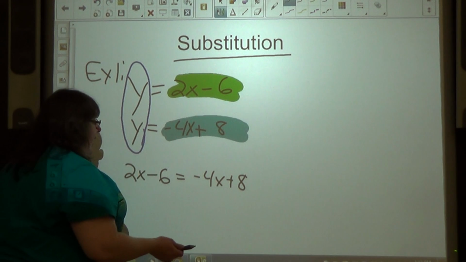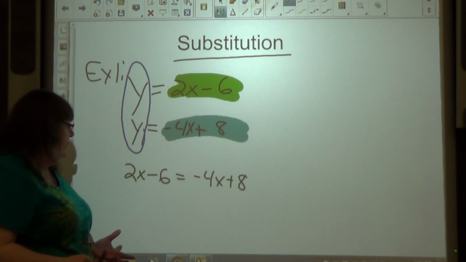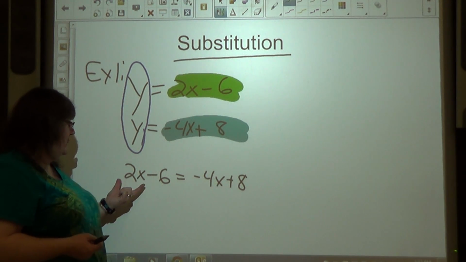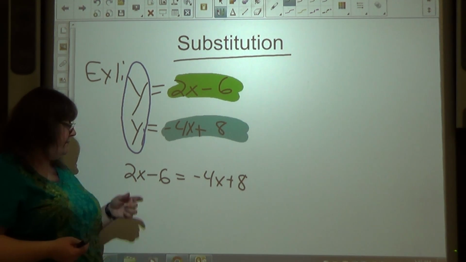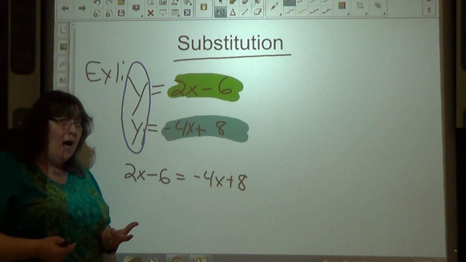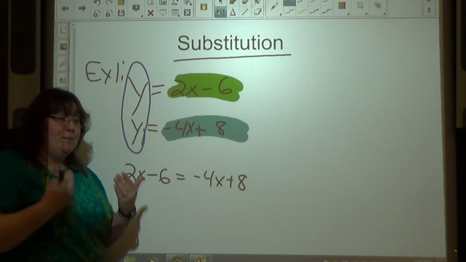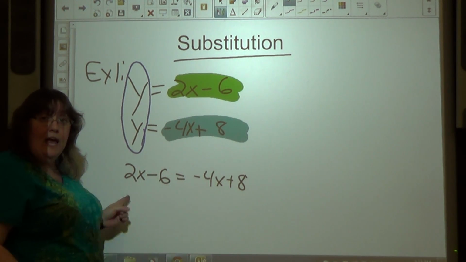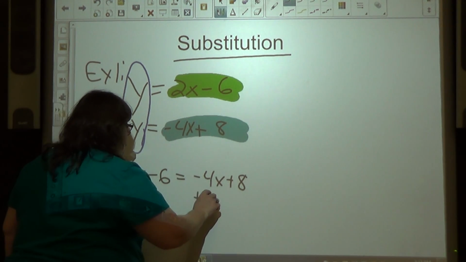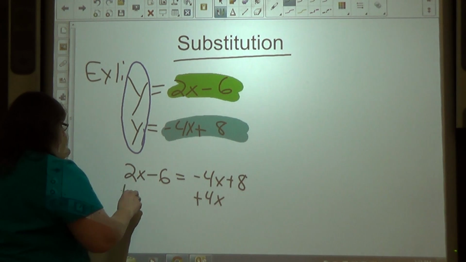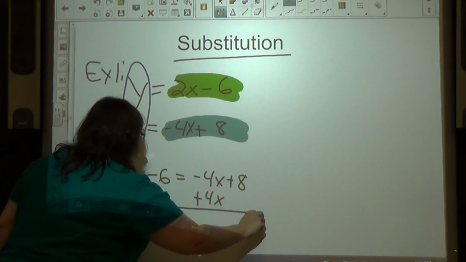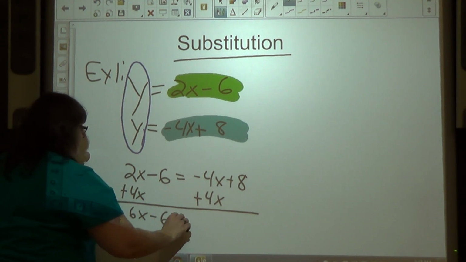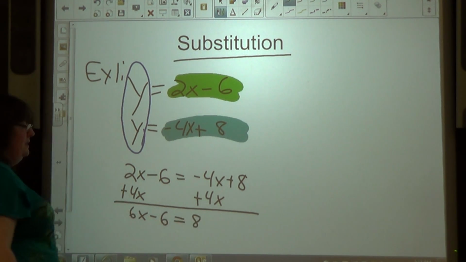So, now we have variables on both sides of the equation. I need variable on one side. So what do I do? Well, I have 2x, I have negative 4x. I always say keep it positive, okay? I got negative here, positive here. I can add this and make a bigger positive. So I'm going to add 4x to both sides of my equation, okay? So that's going to be 6x minus 6 equals 8. All right?